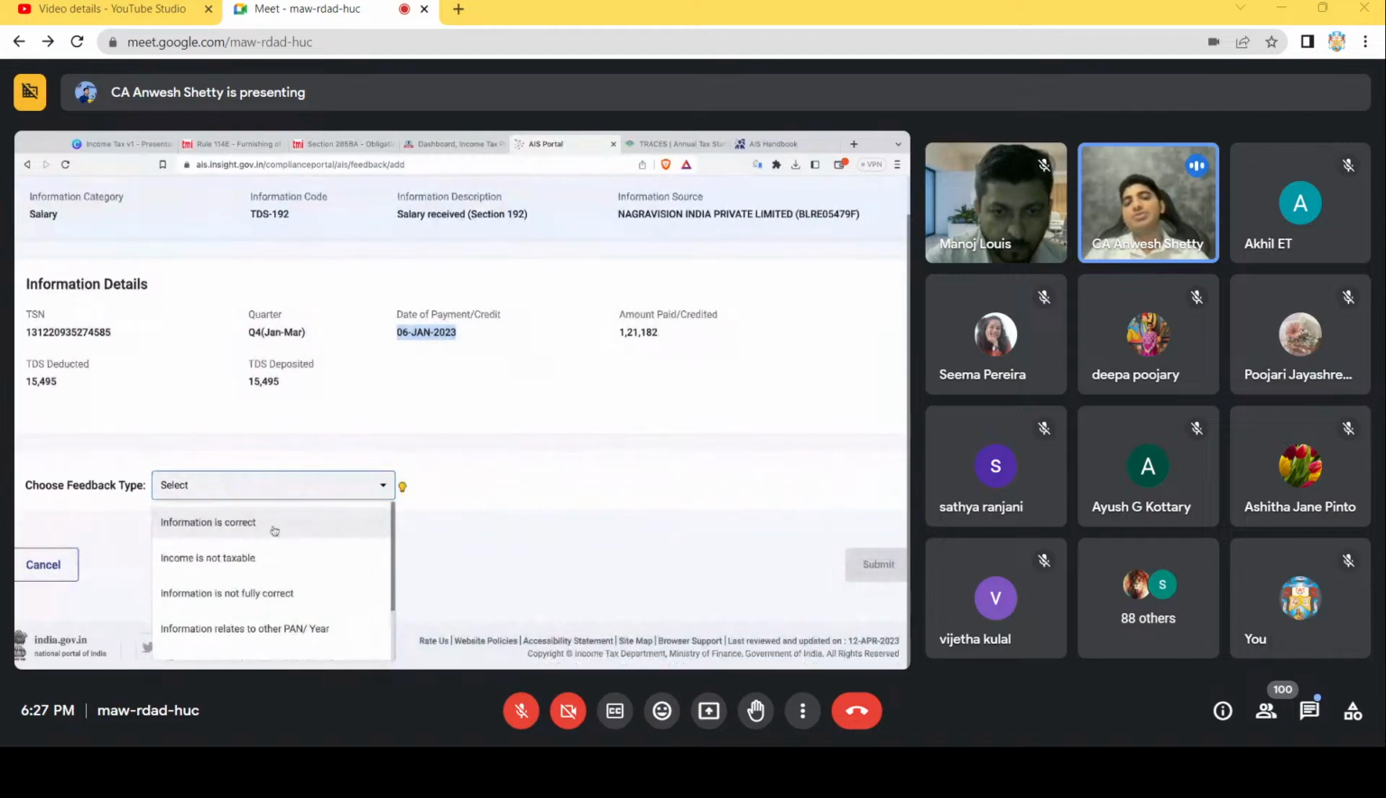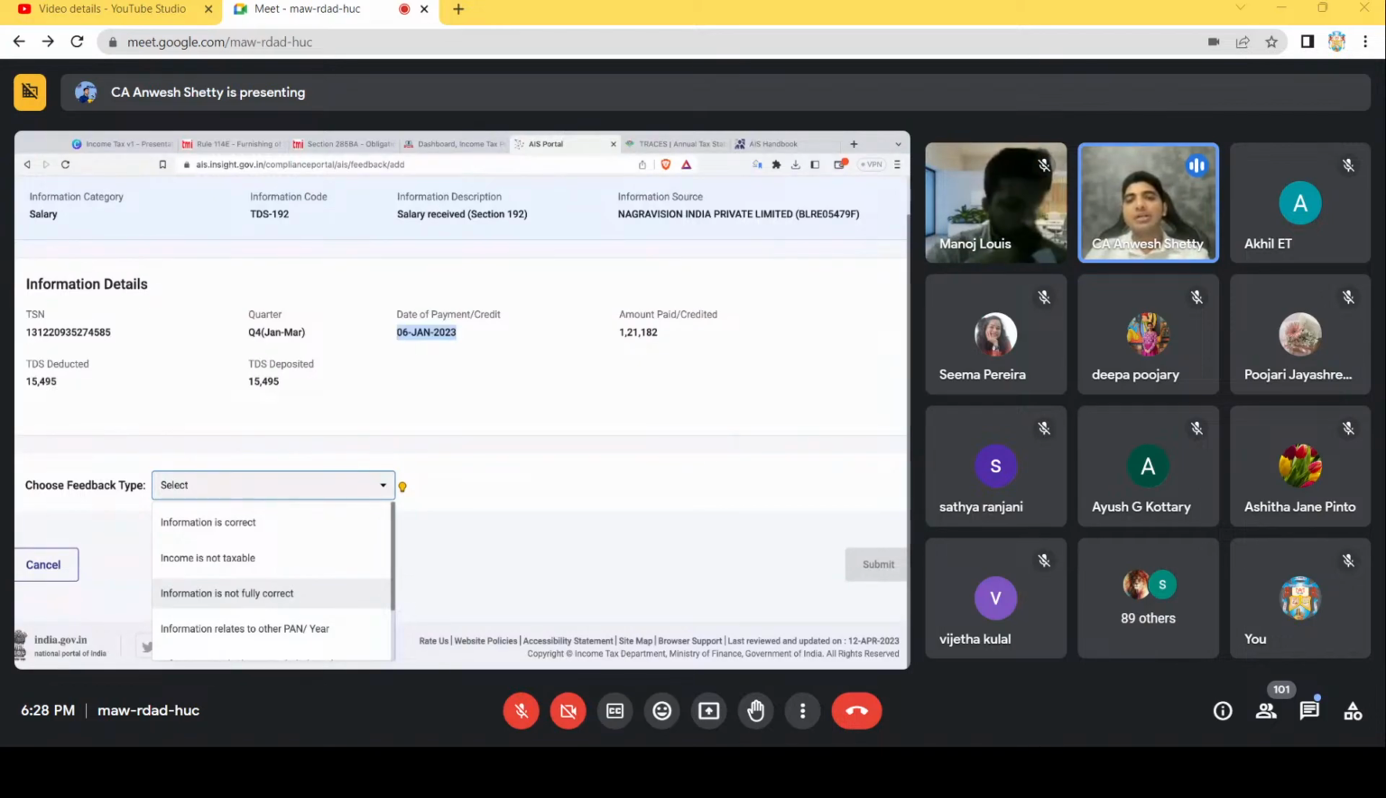Option number 1 is to say this information is correct. If information is correct, you don't even have to respond. You may say that this income is not taxable, but the portal wrongly has treated it as a taxable income. Or you can say that the information is not fully correct. Okay. So maybe I have received this amount, but it is not fully correct.